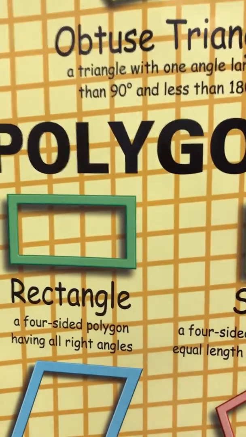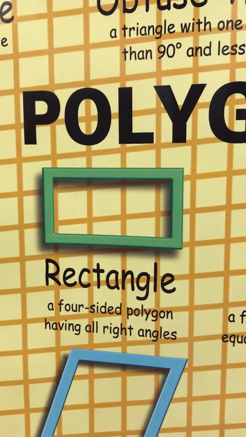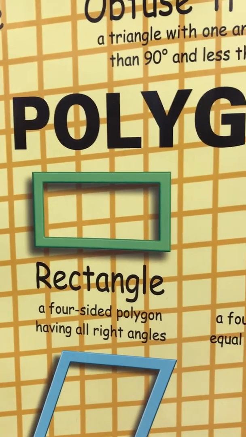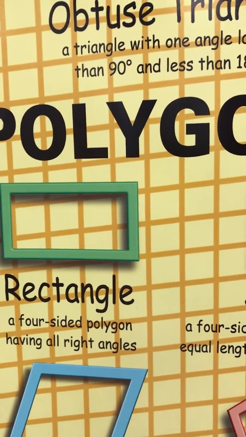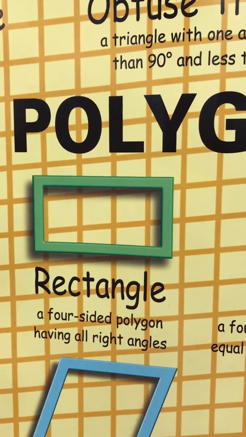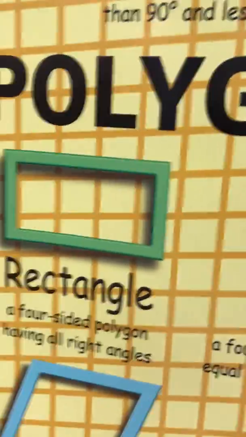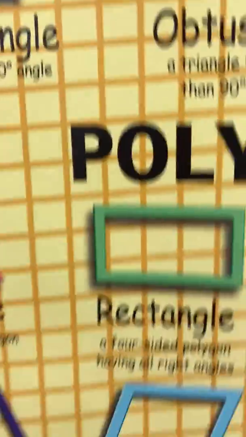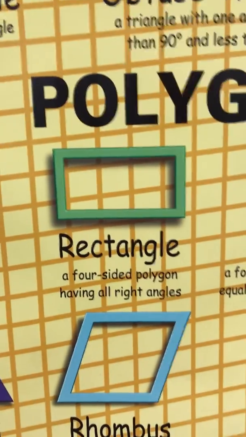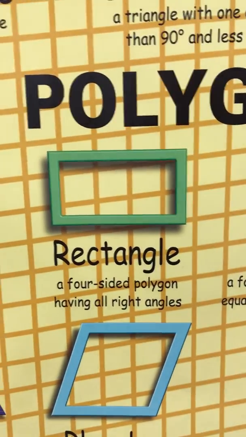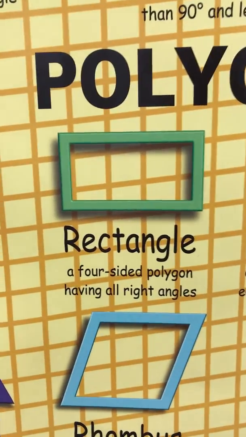A rectangle. Rectangles are 4-sided, which does make it a quadrilateral. A quadrilateral is any shape that has 4 sides. And the only definition of a rectangle is it has 4 right angles. If a shape has 4 right angles, it is a rectangle. That's the only classification it needs to be a rectangle.